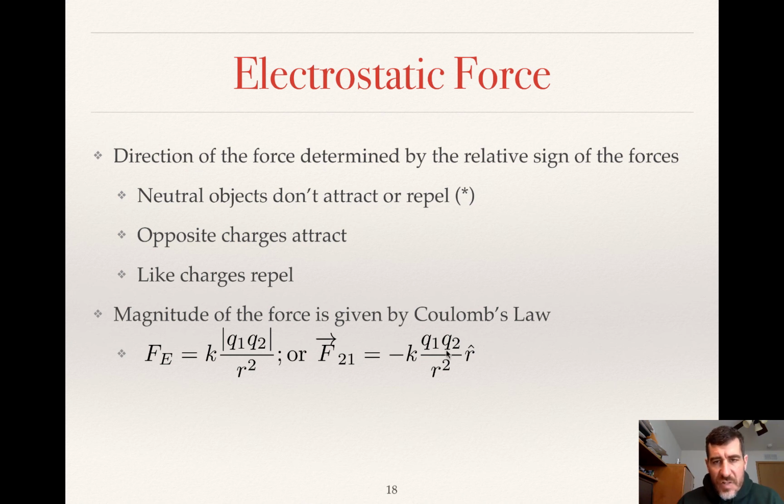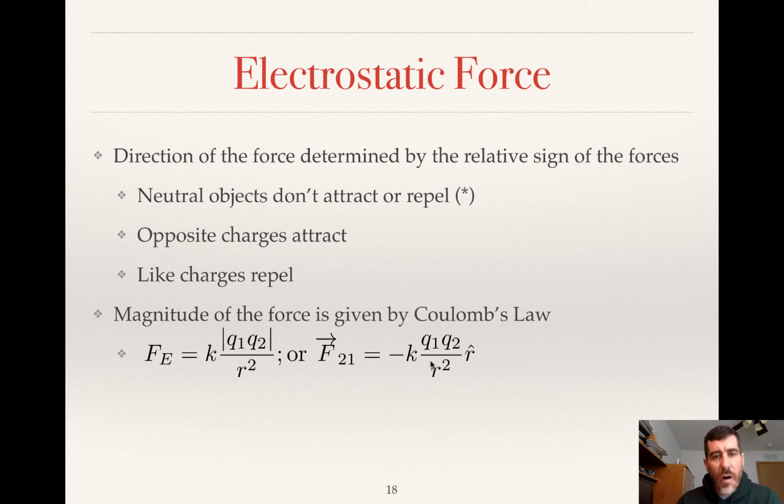So there's two different ways we can write this equation. On the left-hand side here, this is just telling us the magnitude of that force, not the direction. That's why there are little absolute value bars around the Q's here. Because this says, okay, I'm just going to forget about the positives and negatives. I'm going to figure out the magnitude, how big the force is. Then to figure out the direction, I just look to see whether they're positive or negative and figure out whether it's going to be attractive or repulsive. And that's how I'll figure out the direction.